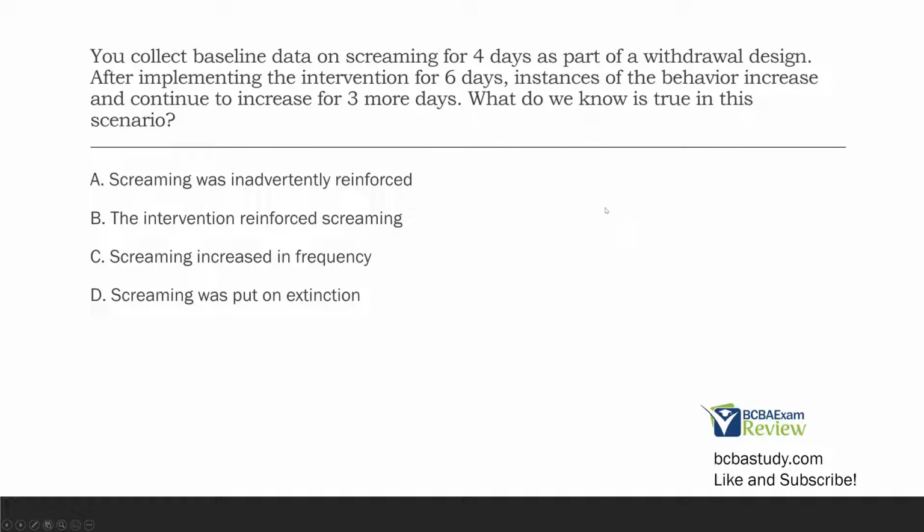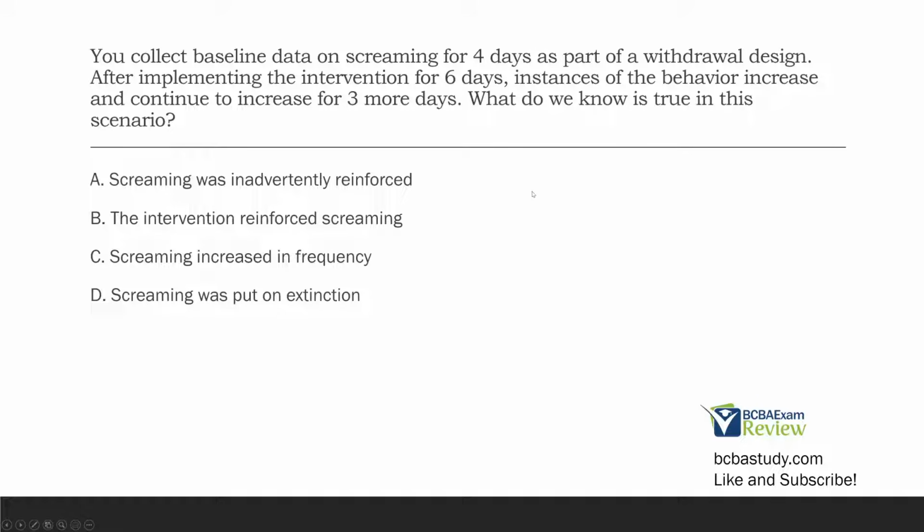Again, do we know this for sure? Well, no. Just because we took baseline for 4 days and then we implemented the intervention and the behavior increased, doesn't mean the intervention led to the screaming increasing. There could be a million other variables going on that we're not accounting for. That's the whole purpose of withdrawing the intervention, so we can be sure we have experimental control or we don't. B is wrong.